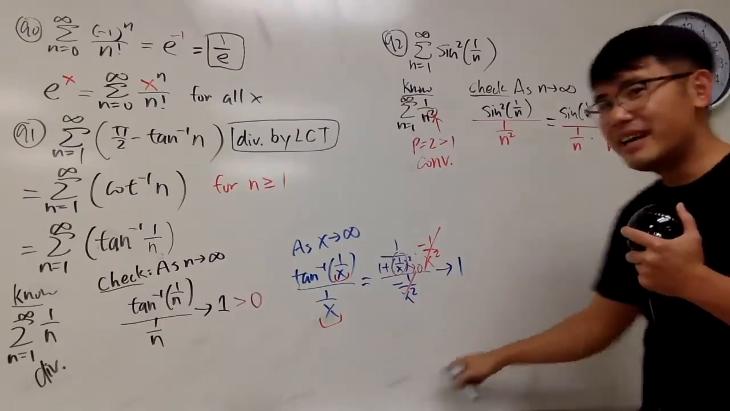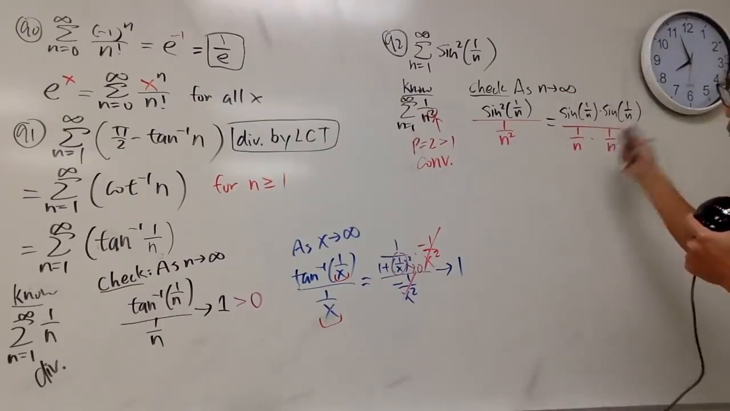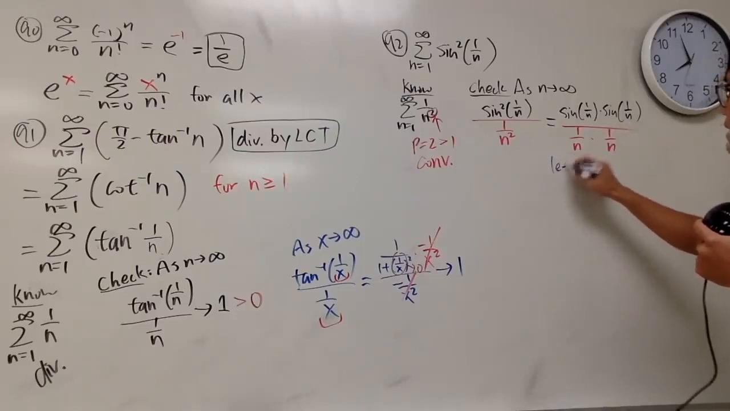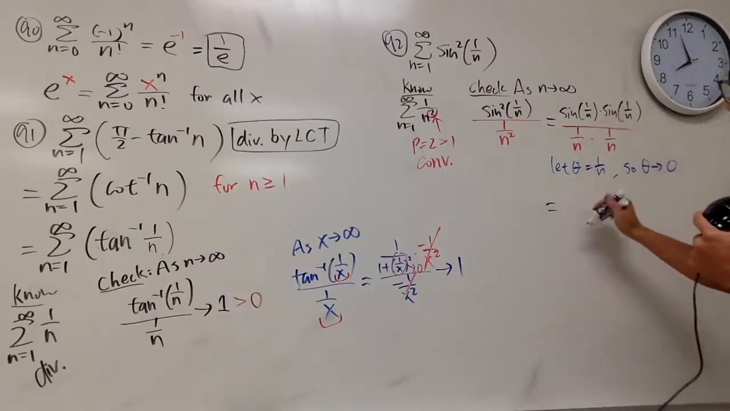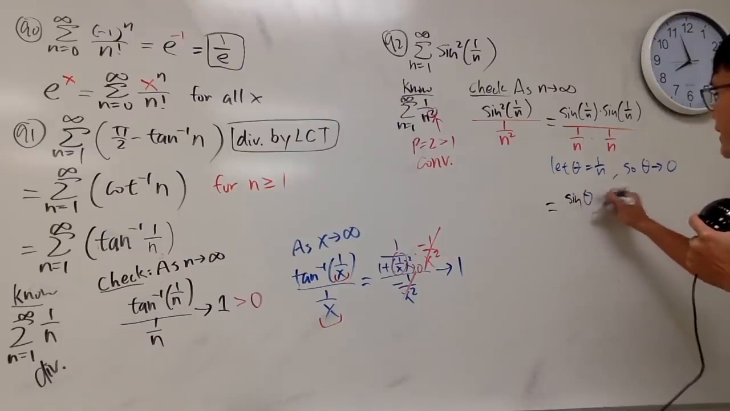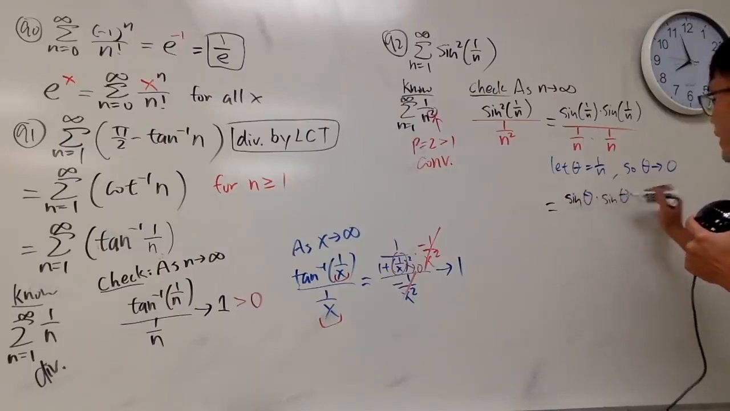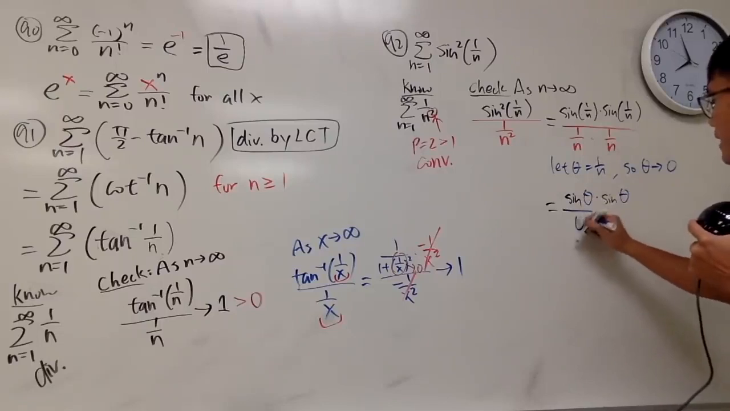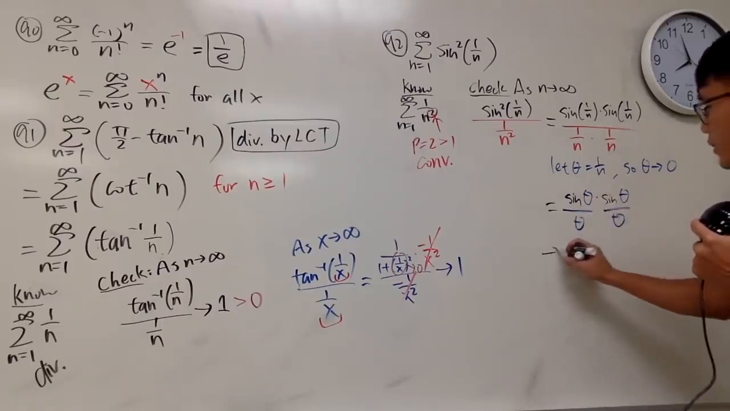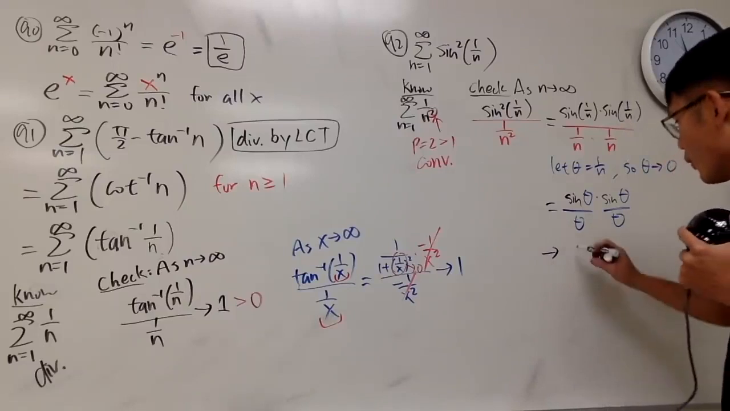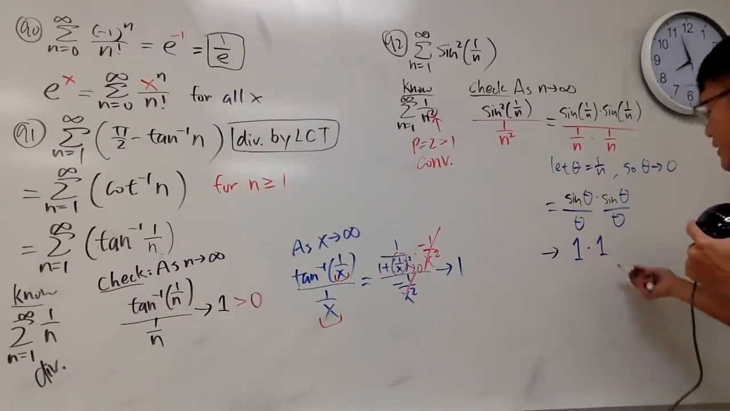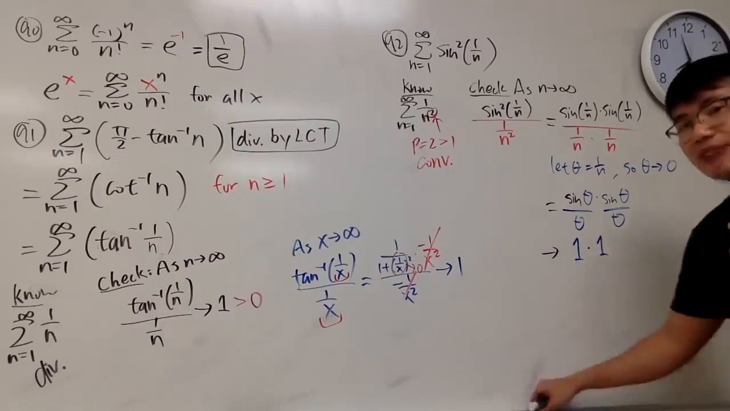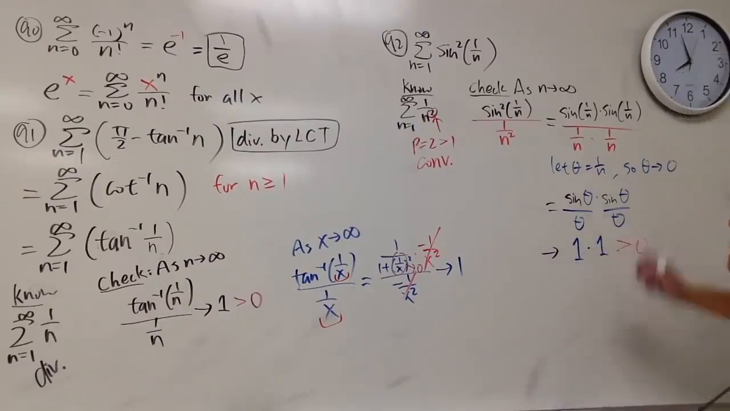Everybody happy. And of course, if you want to really quote the limit, you can just say let theta equal 1 over n. So theta goes to 0. And this right here becomes sine of theta times sine of theta. And we have this divided by theta, divided by theta. And this right here approaches 1 and 1. Of course, in the end, this is just 1. So again, this is also useful. This is greater than 0, which is useful.